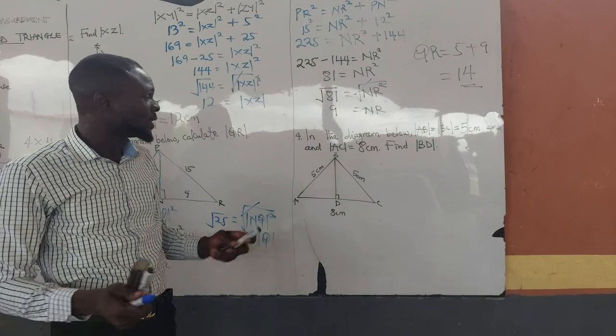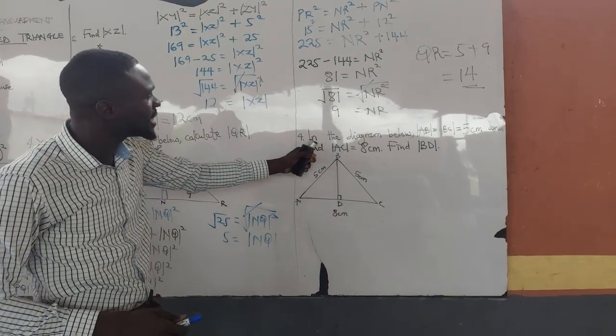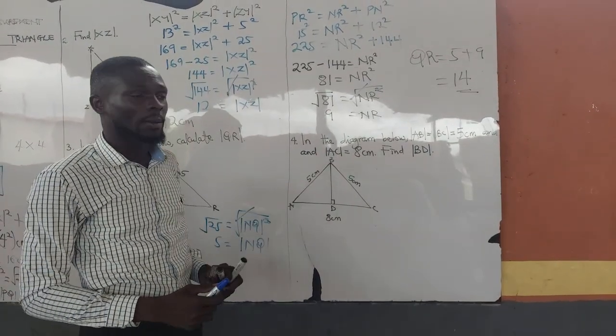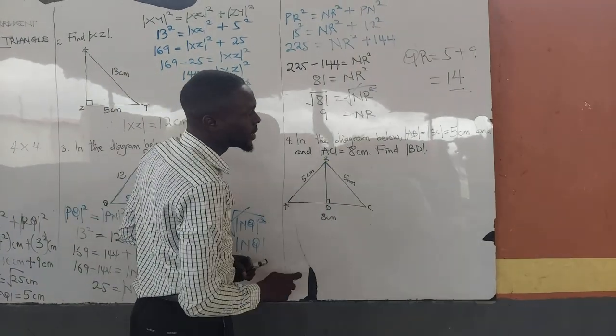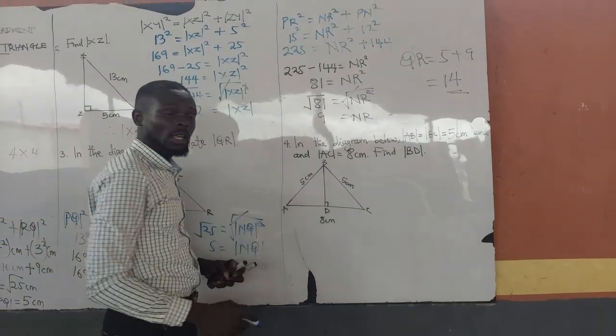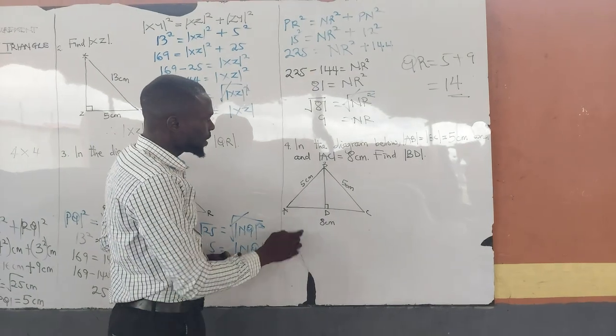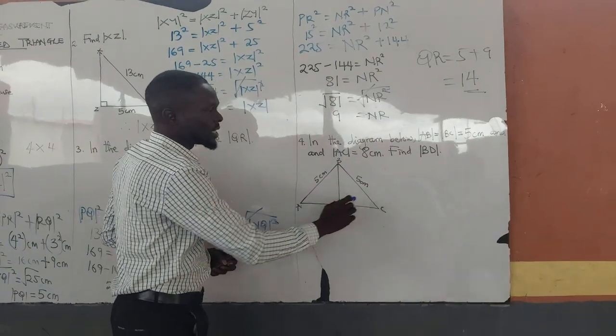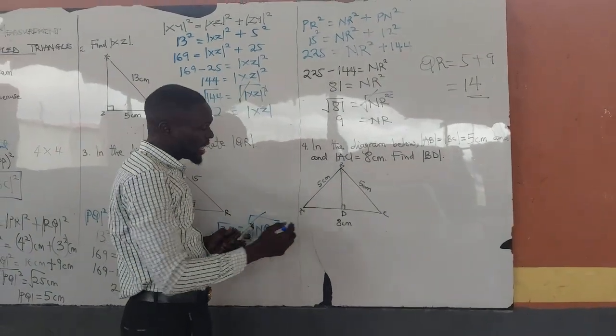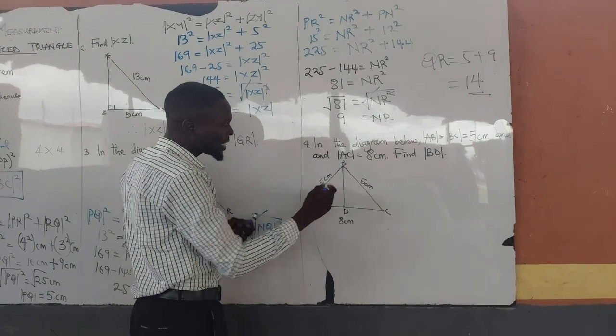And look at the last one for the day. It says that in the diagram below, AB is equal to BC and AC is 8 centimeters. Find BD. Where is BD? This is B, this is D. So we want this side.